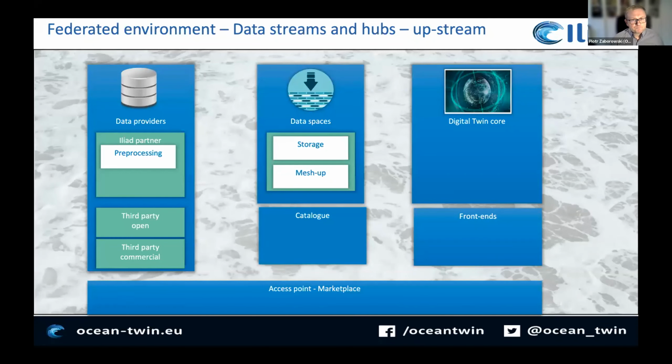And then we have our Iliad environment. We've mentioned that this is a digital twin, so it provides functionality that's a little bit in addition to the spatial data infrastructure, as we know from previous years. But again, we have the data providers. They are various, inside of the consortium and outside. We have the data spaces where we integrate that data together.